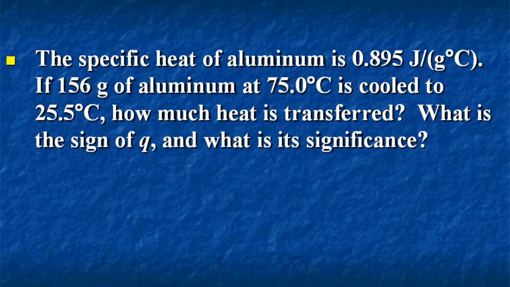So let's do some more calculations today, and we will stop after we do the specific heat calculations. So here is the question. The specific heat of aluminum is 0.895 joules per gram degree Celsius. If 156 gram of aluminum at 75 degrees Celsius is cooled to 25 degrees Celsius, how much heat is transferred? What is the sign of Q and what is its significance? Means whether it is an endothermic or exothermic reaction, because the sign of Q will tell you that.